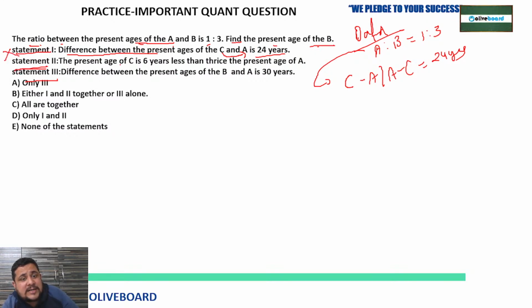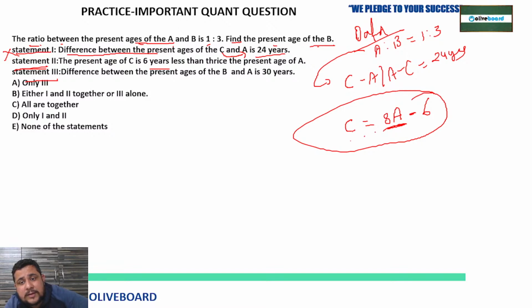Now second: the present age of C is 6 years less than thrice the age of A. Okay, thrice the age of A will be 3A, minus 6 is equal to the age of C. This is what is given. But by the help of this, can we solve, C equal to 3A minus 6, when I am taking only this second statement alone? I have this data, C is equal to 3A minus 6, and one data, A is to B is equal to 1 is to 3. The ratio is between A and B, and this relation is between C and A. So no, not possible. But if I merge first and second, can we solve?